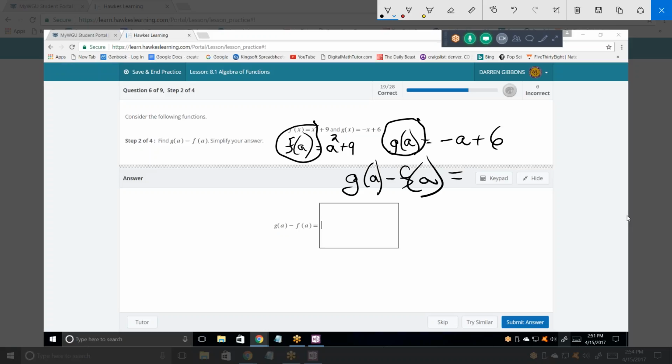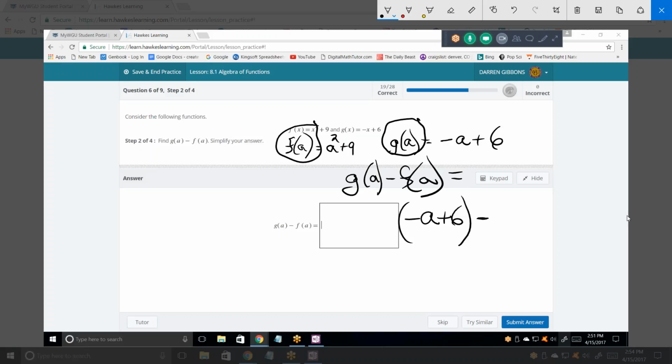So they want g of a minus f of a, right? Correct. So what should minus a plus 6. And I don't really need parentheses because it's the first term, but I'm going to put them around it just for clarification.